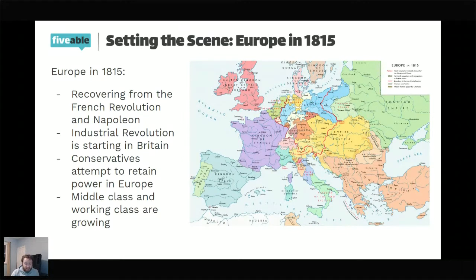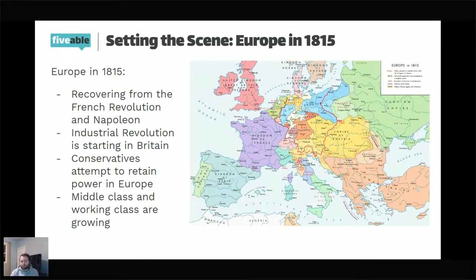Conservatives are trying desperately to retain and keep their power, and this is going to be through varying degrees of success. For the most part, we say conservatives do retain power in Europe. We know that liberals and nationalists are going to attempt to seize that power, again with varying degrees of success, but for the most part, conservatives do maintain power. I did a stream 2 weeks ago that was socialism versus conservatism versus nationalism, so go check that out if you want to learn a little more about the competing ideologies.